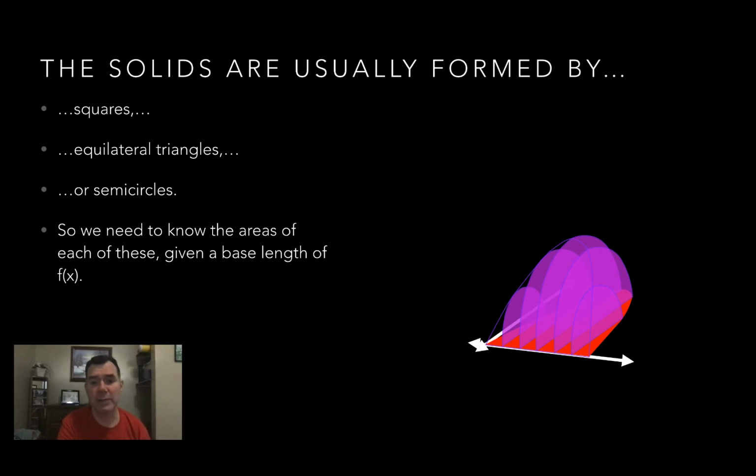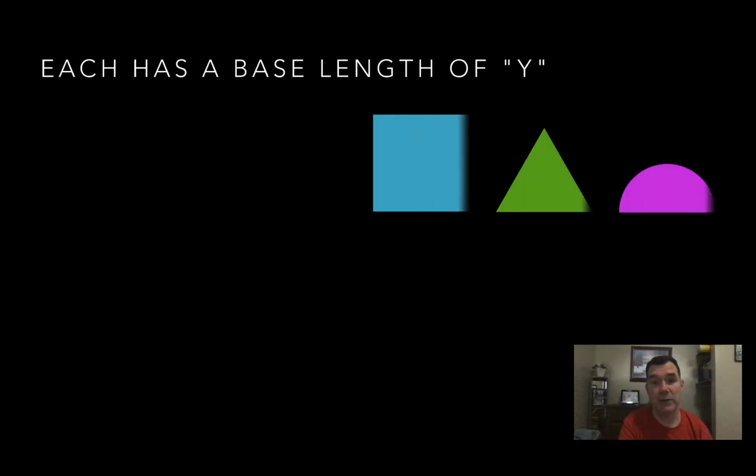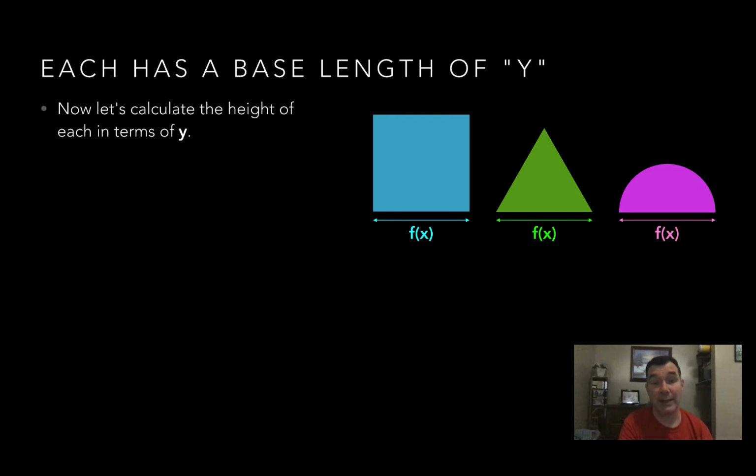So what I'm going to do is figure out, okay, if f of x is the base of that shape, whether it's a square or an equilateral triangle or a semicircle, what is the overall area of that shape if I use f of x as the base length? All right, so I'm going to calculate the height of each of those shapes, and then based on the height and the base length, I'm going to be able to figure out the area of each of those shapes.